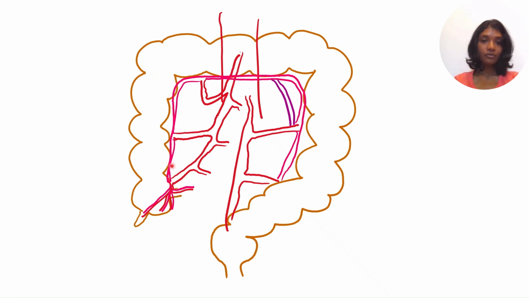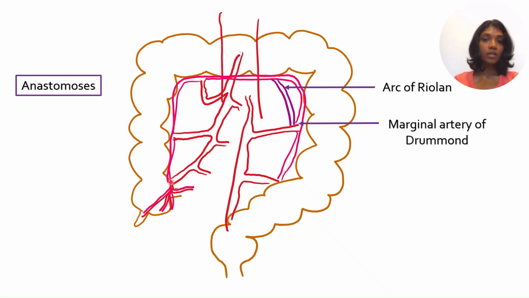The ascending branch of the ileocolic artery, descending and ascending branches of the right colic artery, right and left branches of the middle colic artery, ascending and descending branches of the left colic artery, and ascending branches of the sigmoidal arteries form an anastomosis at the inner or the mesenteric margin of the colon. This is called the marginal artery of Drummond. In cases where the blood supply may be compromised to the colon through these arteries, the marginal artery of Drummond can compensate.